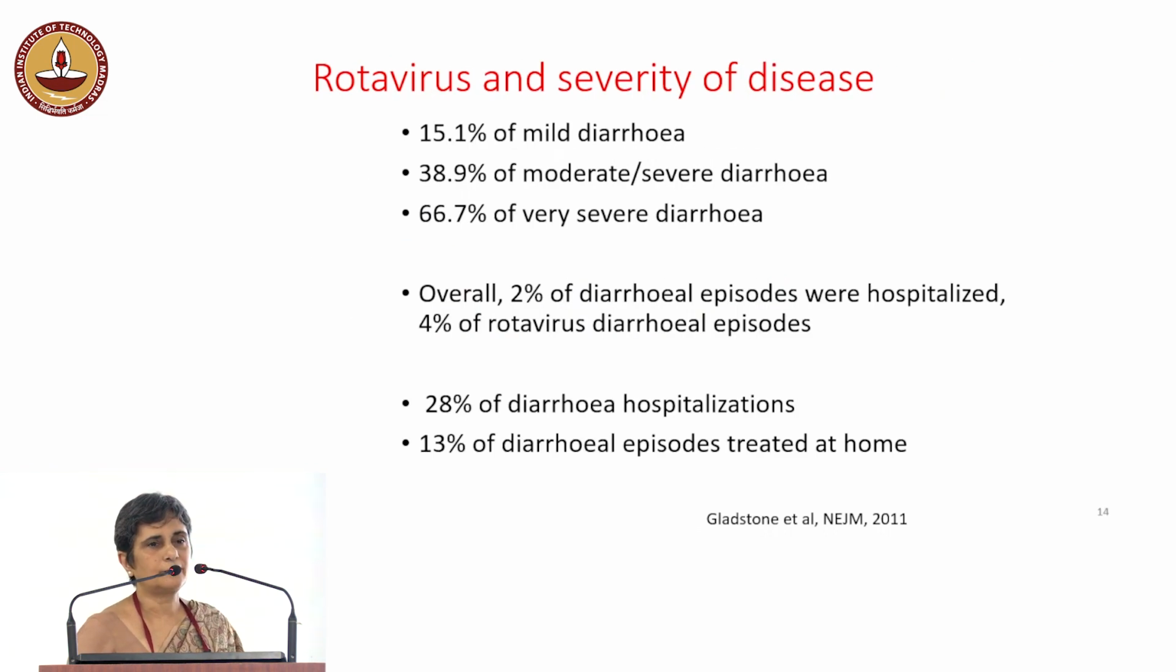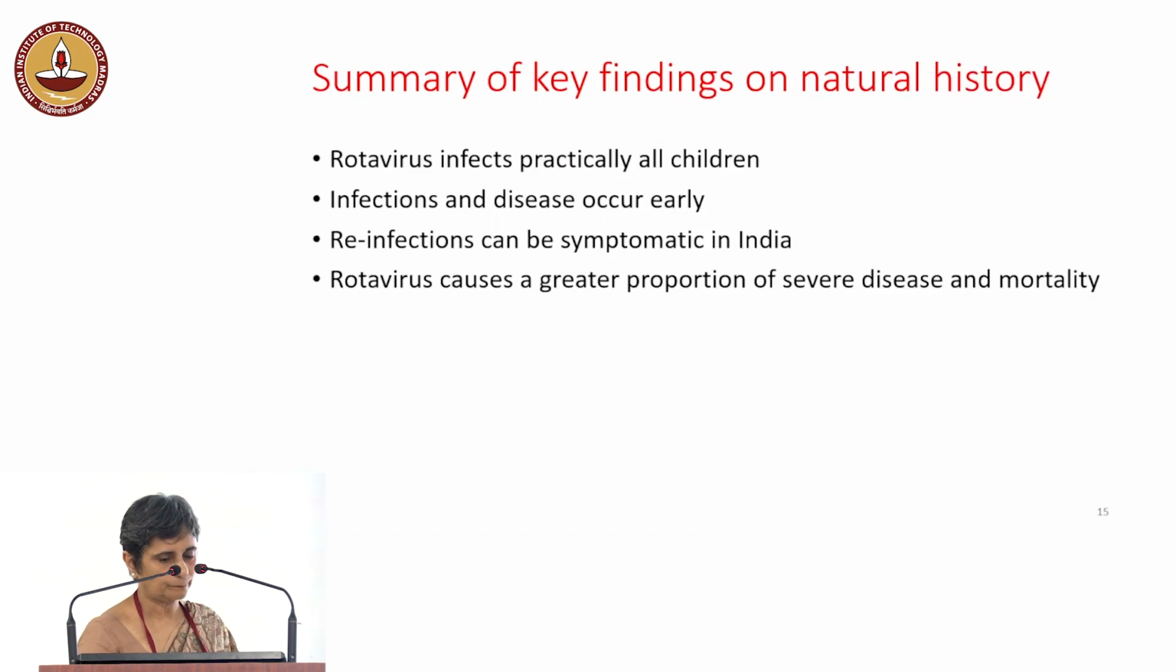We looked at severity in a number of ways and showed, as had been shown in other parts of the world, that rotavirus causes a greater proportion of severe diarrhea than it does of mild diarrhea. We could show that by grading the severity, by hospitalizations, and by where treatment was accessed.